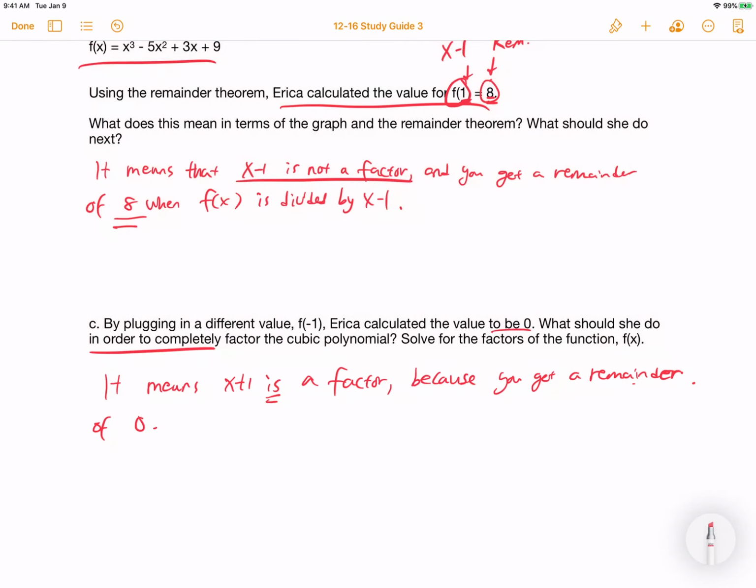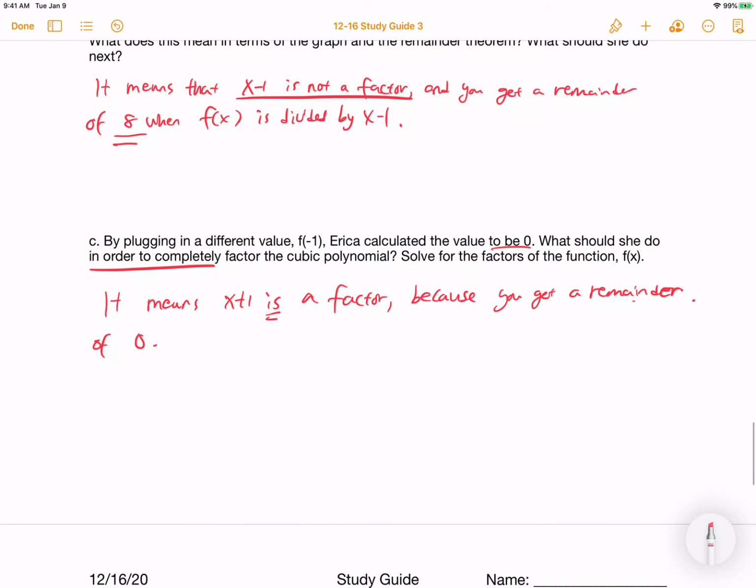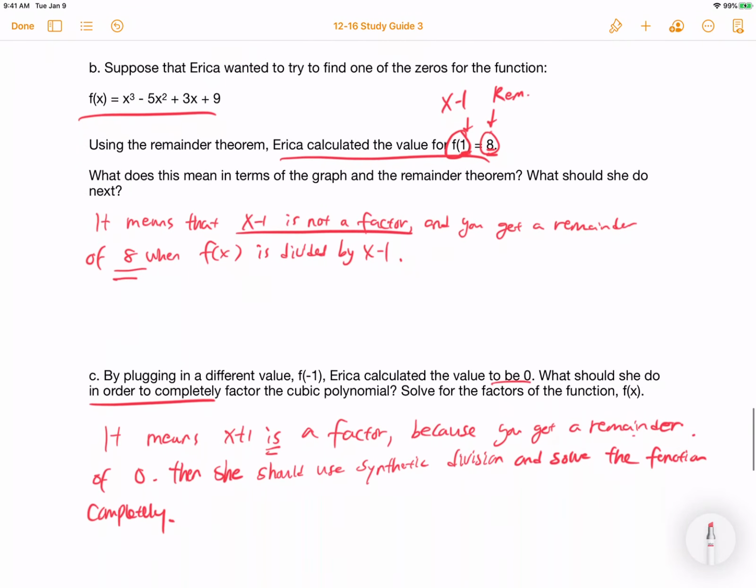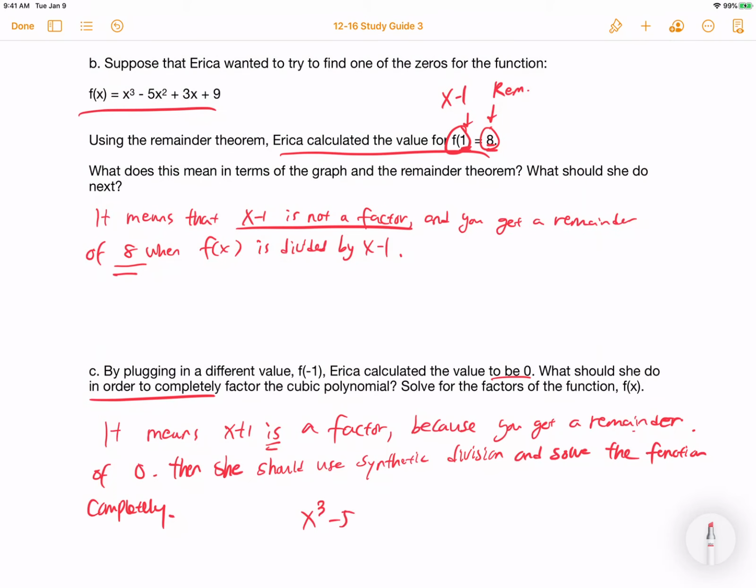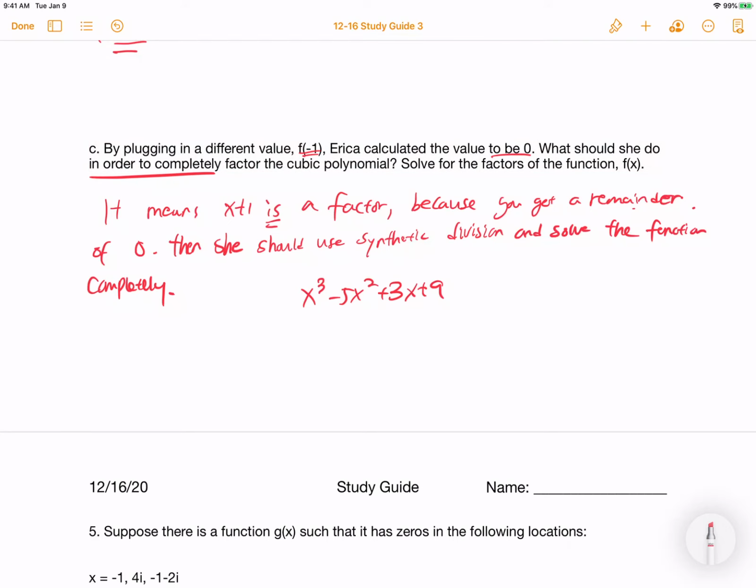Okay? So what should she do in order to completely factor the polynomial? Well, then she should use synthetic division and solve the function completely. Okay, so my function was x cubed minus 5x squared plus 3x plus 9. So with that function here, I am taking the f of negative 1, in other words, my x value to be negative 1, and using the synthetic division here.